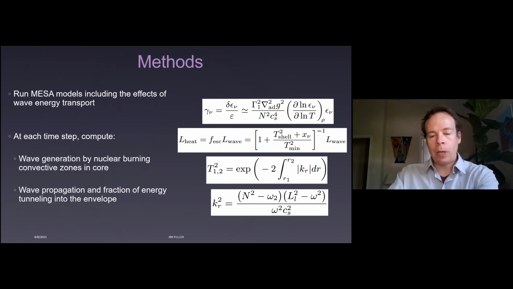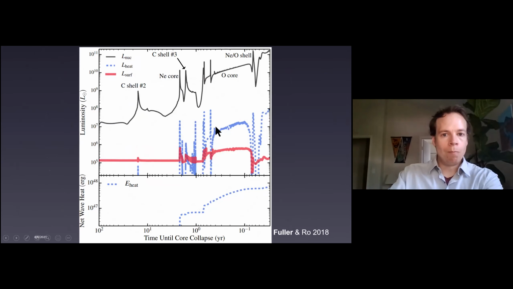So I'm going to go through this pretty quickly, but we've done some very detailed modeling at this point. It's quite complicated, so I'd say there's still a lot of uncertainties here, especially with the spectrum of waves that's excited by convection. But we can try to estimate from these stellar models basically how much power goes into waves and how much of that power actually escapes to the surface layers of the star where it can drive an outburst. So I want you to focus on this plot.